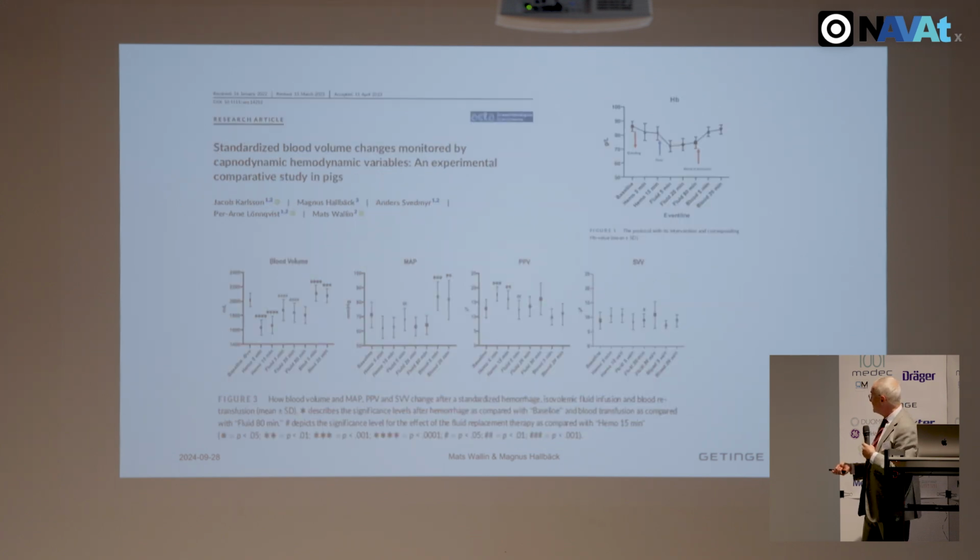So we went to the lab again and created a model of standardized blood volume changes. Piglets, about 2 months old, have a blood volume of about 77 milliliters per kilo. So what we did was we took these pigs and drained 50 mils of blood, then waited either 5 or 15 minutes for measurements, because the pulse contour maybe had a slower response time compared to our methodology.